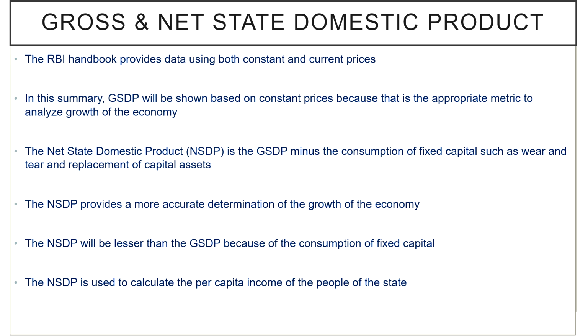The NSDP provides a more accurate determination of the growth of the economy. The NSDP will be lesser than the GSDP because of the consumption of fixed capital. The NSDP is used to calculate the per capita income of the people of the state.